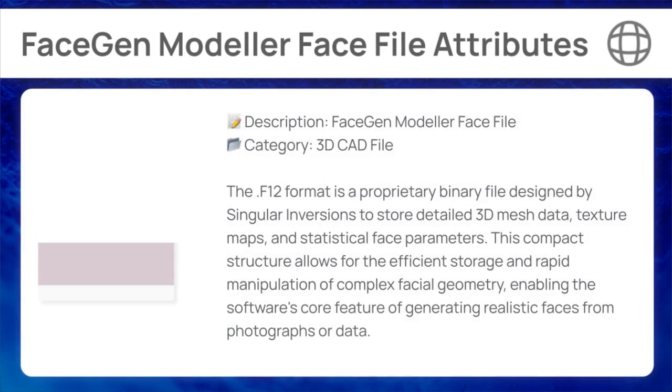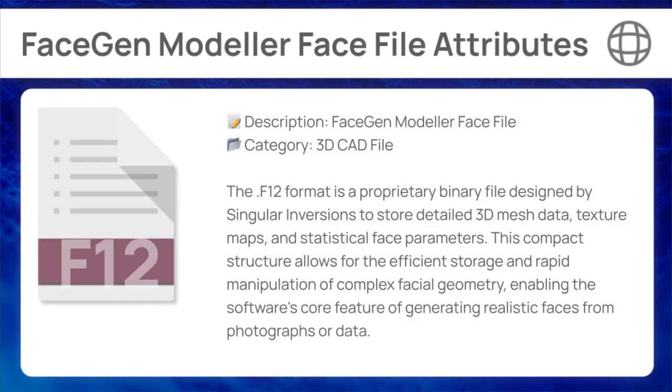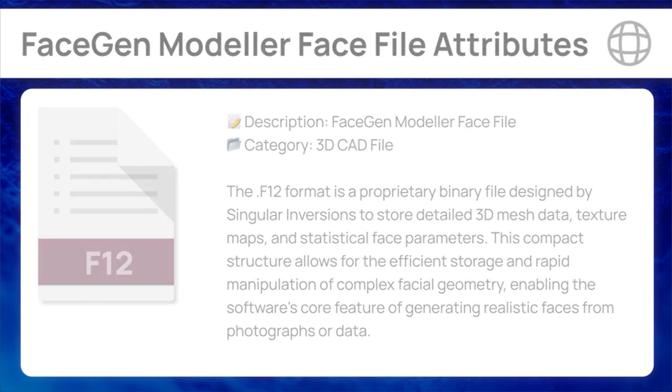The F12 format is a proprietary binary file designed by Singular Inversions to store detailed 3D mesh data, texture maps, and statistical face parameters. This compact structure allows for the efficient storage and rapid manipulation of complex facial geometry, enabling the software's core feature of generating realistic faces from photographs or data.